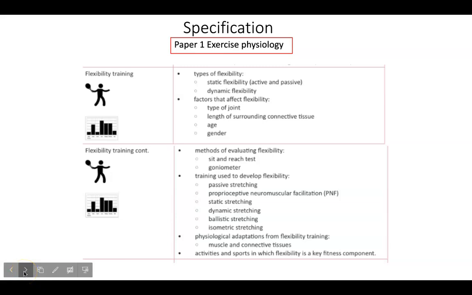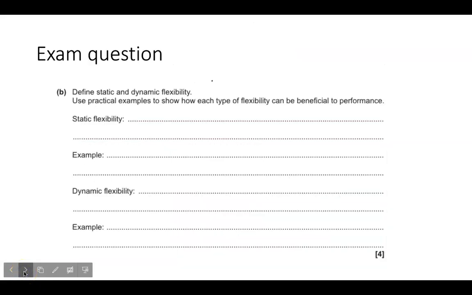So first of all, looking at exam questions, this is an example exam question you may get on flexibility. There are many more. You can get examples of methods of evaluating flexibility, adaptations, as well as the different types of flexibility training. So define static and dynamic flexibility, use practical examples to show how each type of flexibility can be beneficial to the performance. Beneficial is really important because you have to talk about how the flexibility benefits them as opposed to just an example of flexibility. So types of flexibility.